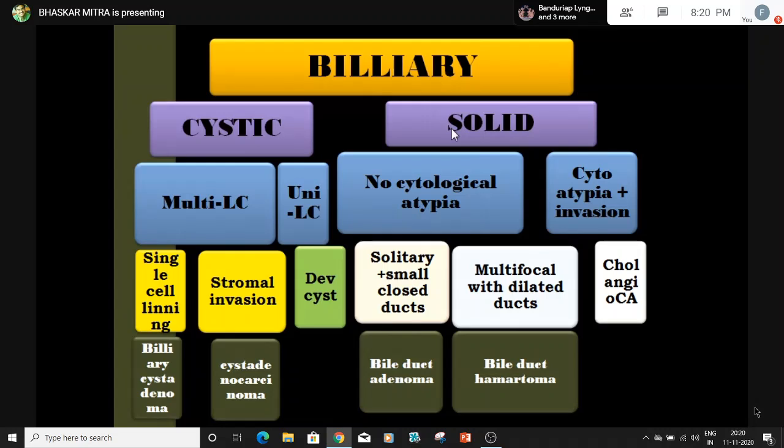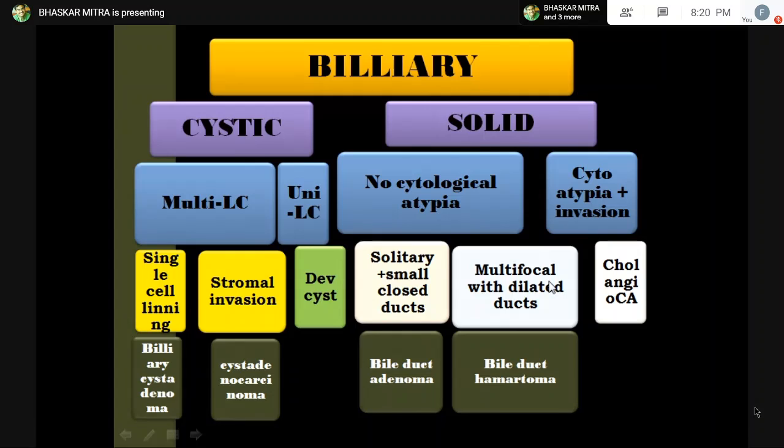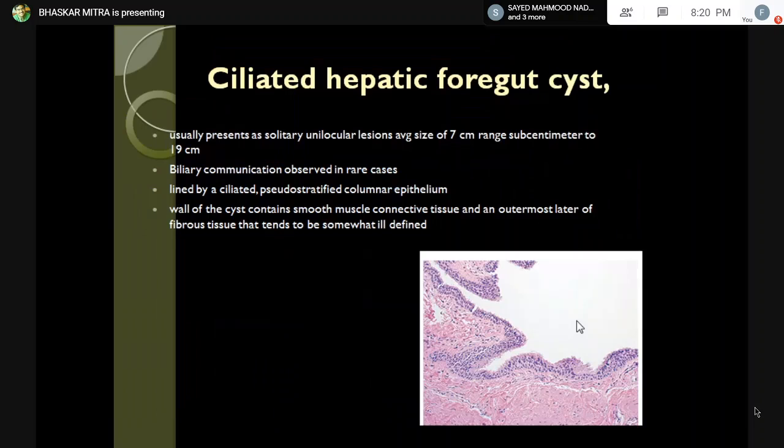Now coming to the solid part: cells showing no cytological atypia, solitary small closed ducts proliferated, we may be dealing with a bile duct hamartoma. It may be multifocal with dilated ducts, disoriented ducts, but benign looking, no cytological atypia, we might be dealing with a bile duct hamartoma. If there is cytological atypia along with stromal invasion, we might be dealing with a cholangiocarcinoma. So on this backdrop, we will discuss.